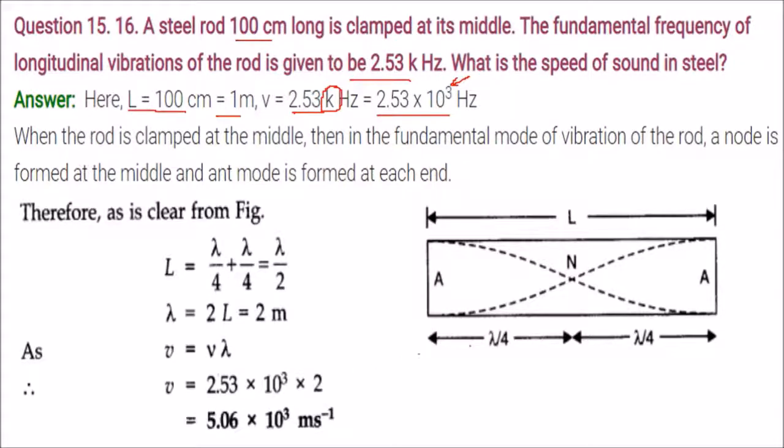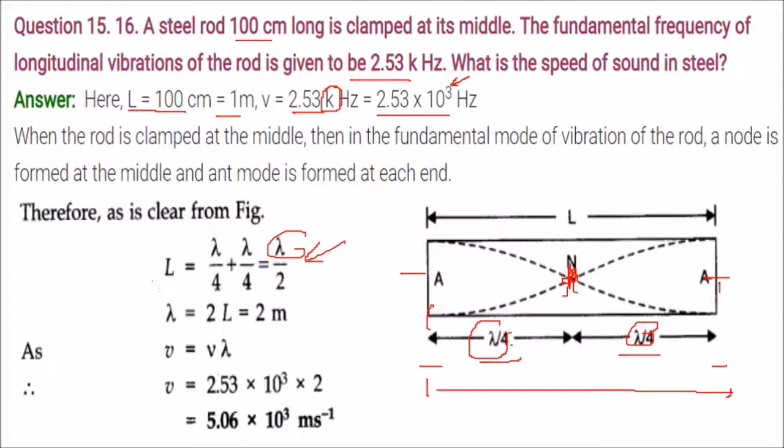So when we have a rod, see, this is a rod which is clamped at the middle. That means here you will find that a node will be formed. So the fundamental mode of vibration of the rod, the node is formed at the middle point, and antinodes are found at the end. So what is the situation here? From this point to this point it is lambda by 4, and from this point to this point it is lambda by 4. When you add these two, lambda by 4 plus lambda by 4 is equal to lambda by 2. So L becomes lambda by 2.